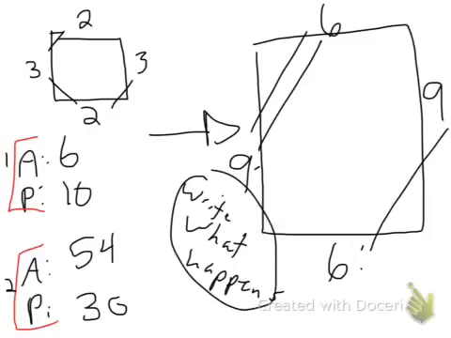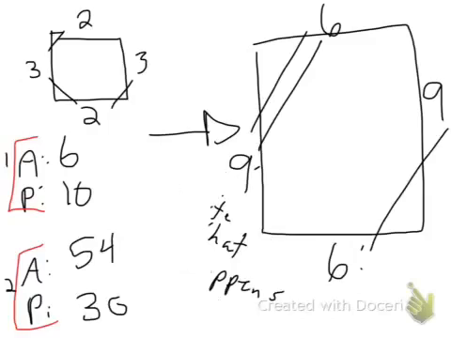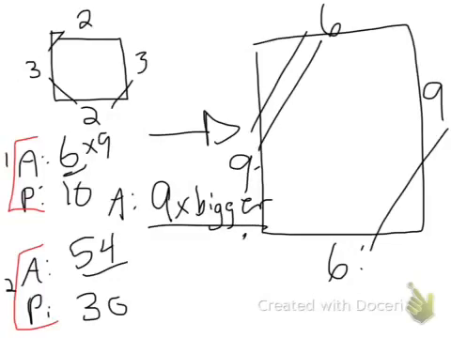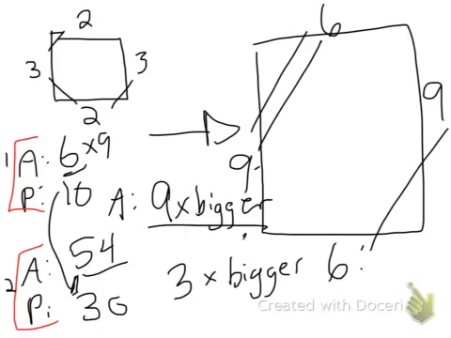So then we have to write what happens. Let's compare the area. The area goes from 6 to 54. So the area actually gets 9 times bigger. How do I know 9 times bigger? Because 6 times 9 is 54. So we would say it gets 9 times bigger for the area. And the perimeter goes from 10 to 30. So we would say the perimeter gets 10 times bigger. That's all you need to do to figure out your work for tomorrow.